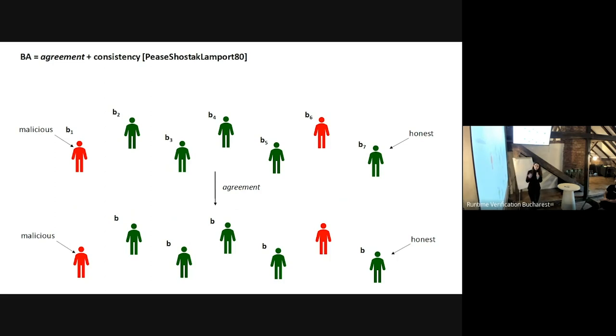We have seven players, each of them having an input as a bit. The agreement property says that the honest players, the green ones, always output the same bit B, no matter what they start with or how the red ones, the malicious guys, behave. The consistency property states that if the honest players start with the same bit B, they will always output the same bit B. Again, no matter how the red guys behave.